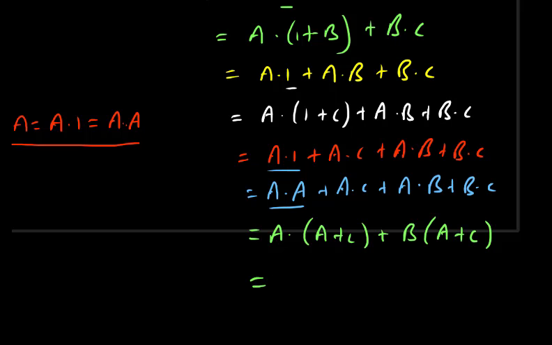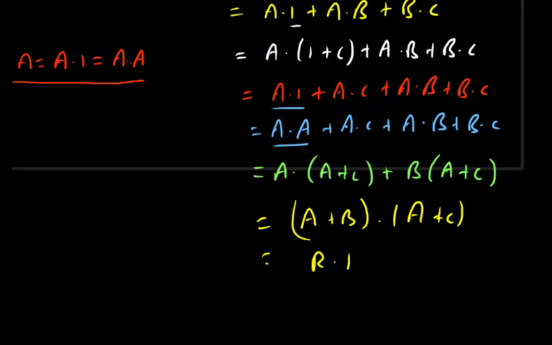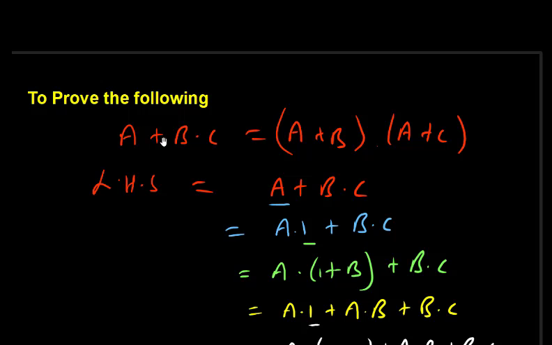So I just write the final expression here. What I get is A or B, and A or C. So this is what we get, which is equal to the right hand side. Hence it is proved. So A or B and C is equal to A or B and A or C. You must remember this because we will be using it for standard SOP and POS expressions.